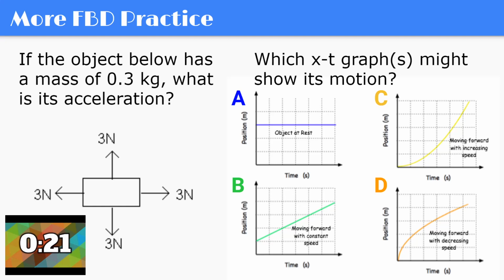A, sure, A could show it. B could show it. Again, I don't actually know if this object is moving or not. It could be at rest, that's 0 acceleration. It could also be moving forward with a constant speed, or for that matter, backward with a constant speed. We don't know, but all we know is it's not accelerating, so don't pick a curve on your XT graph. Questions about this one? All right.